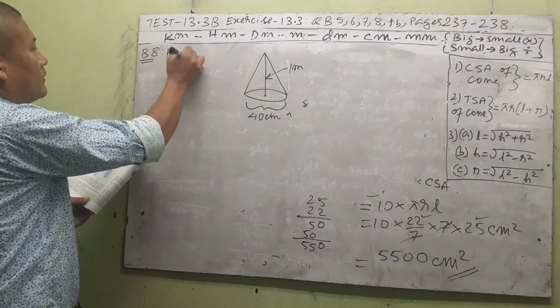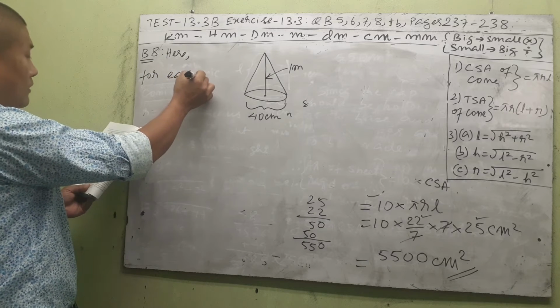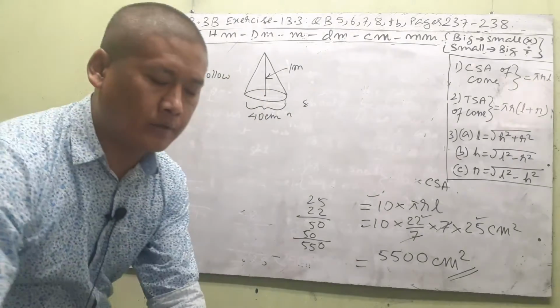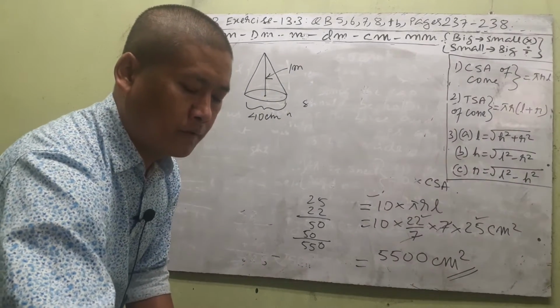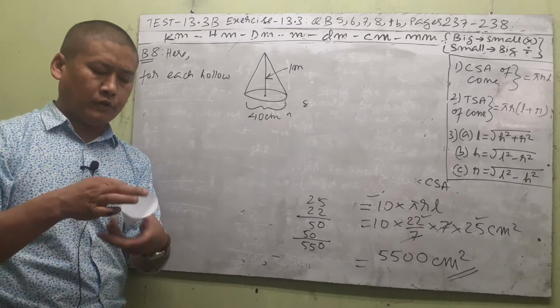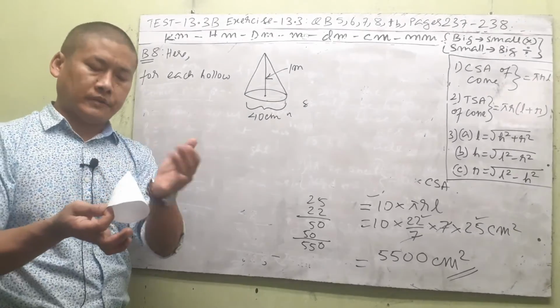So for each hollow cone, the word hollow means exactly like this, the cone has no base, like the one I'm holding. Each cone on the road is like this, hollow. Only the curved surface exists.